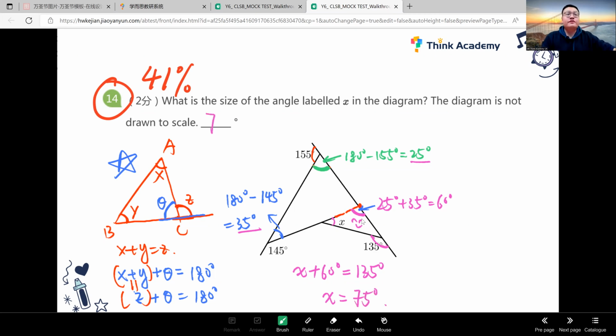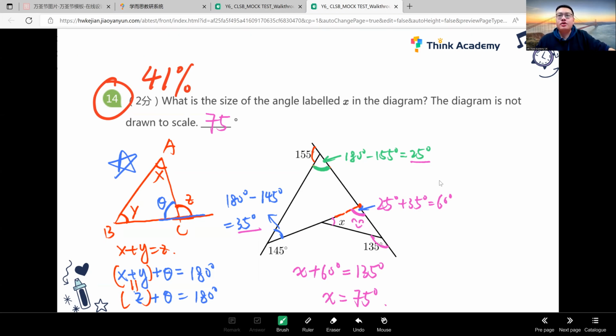Of course, for this question, there are so many other ways to solve it. But I just want to use this question to review this conclusion that I want you to remember, which is the exterior angle equals the sum of the other two interior angles, which are not next to it.